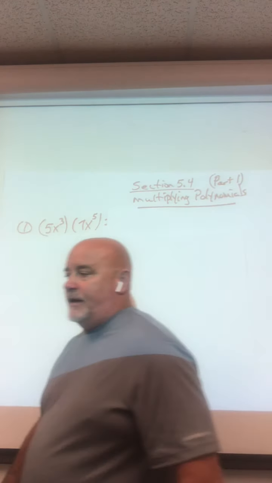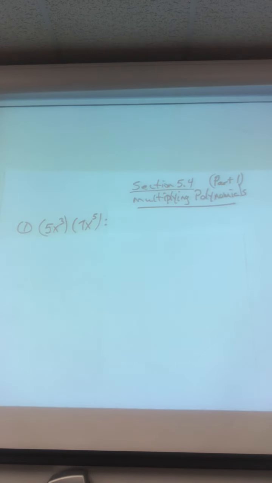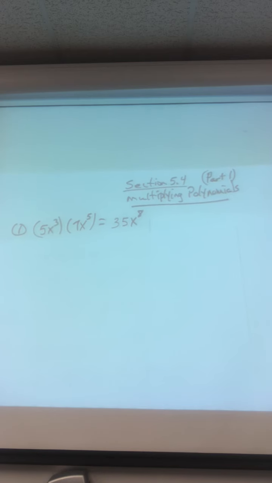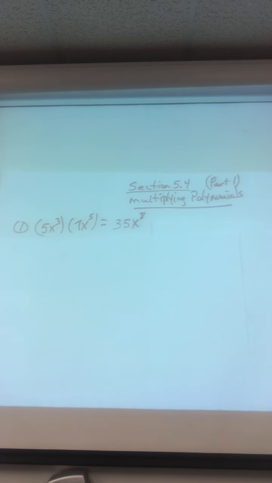Now, we've already done this. This is just my exponent rules. Because multiplication is commutative, when I multiply that, that's 35x to the 8. Now, can I add those two together? No. But I can multiply them. All right, now, let's look at this one.